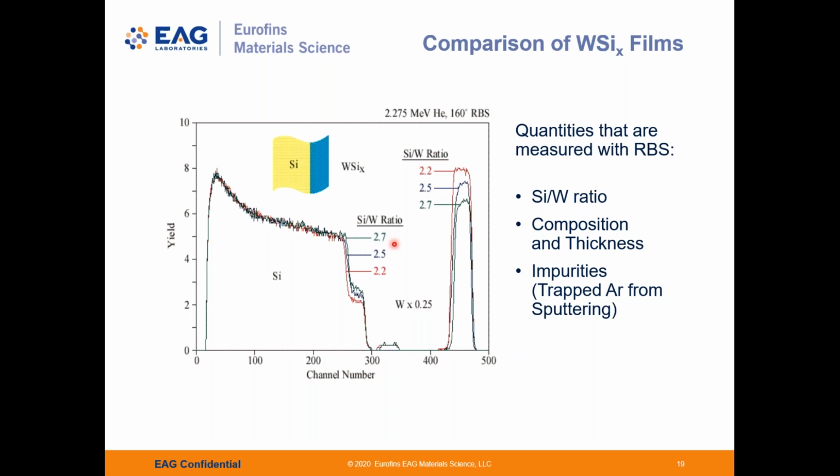For clarity, just the data, not the fits, are shown. We can readily distinguish and fit each spectrum and quantify the differences in the elemental ratio. The tungsten peaks for the 3 films are well separated from the other peaks. And each of the 3 silicon peaks forms an easily resolvable step that can be quantified. There's also an impurity in these tungsten silicide films, argon, which is detected.